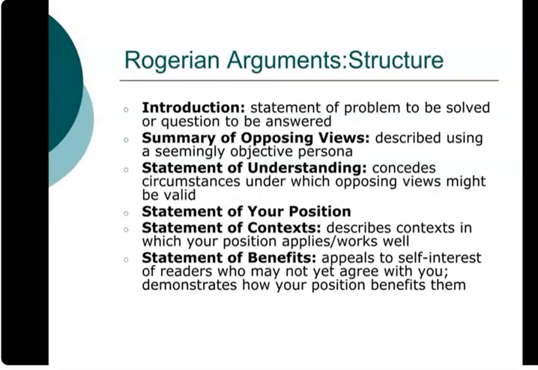So here's the structure of a Rogerian argument. You have your introduction, statement of a problem to be solved or question to be answered, summary of opposing views. So you're starting with acknowledging what the opposite side would say. Described using a seemingly objective persona. So you aren't using inflammatory language when talking about opposing views. You are saying, this is what you might think over here. This is what I believe you are saying.